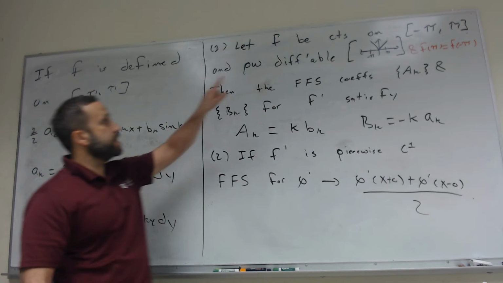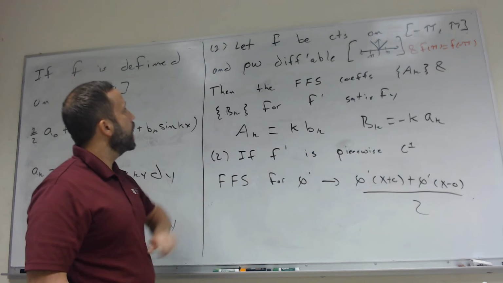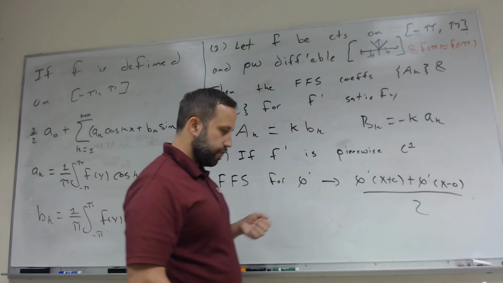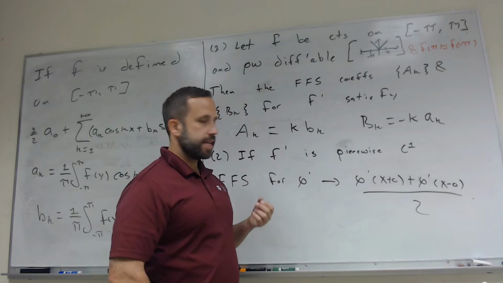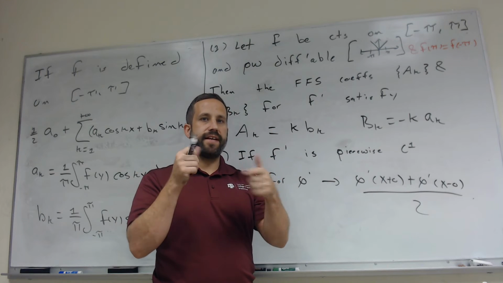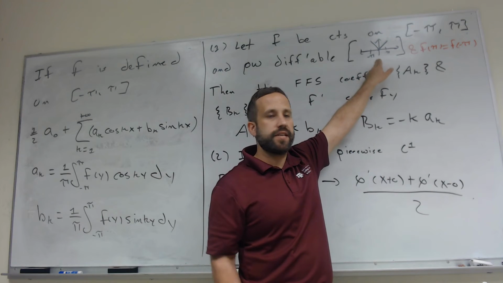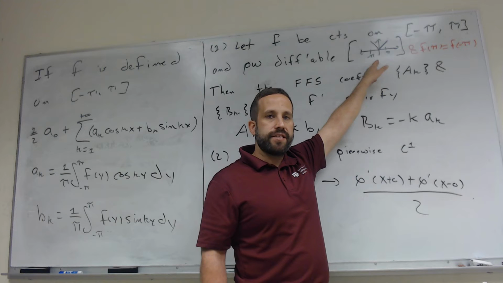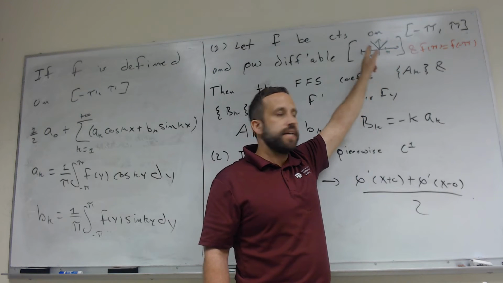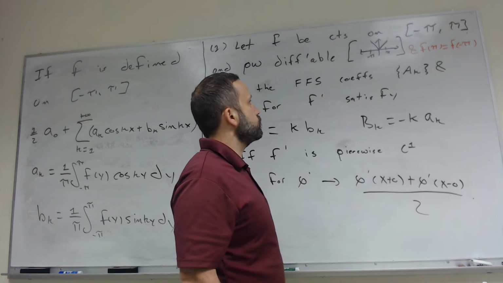So let f be continuous on minus pi to pi. Okay, so continuous is pretty clear. We know what continuous means. And piecewise differentiable on minus pi to pi. Okay, so what does piecewise differentiable mean? It means that its derivative might not exist at every point, but it exists piecewise. So the primary example, or kind of the most famous example, would be the absolute value function. It's continuous from minus pi to pi, but its derivative doesn't exist at 0. But it exists from minus pi to 0, and it exists from 0 to pi, so we would say that f is piecewise differentiable.